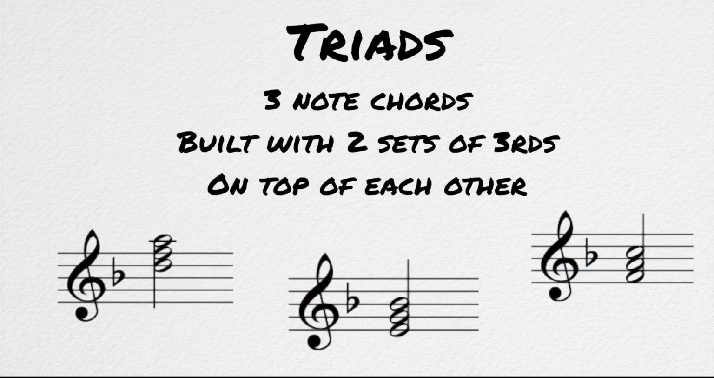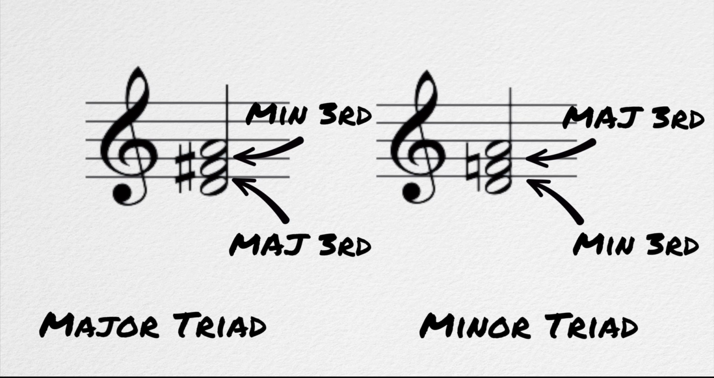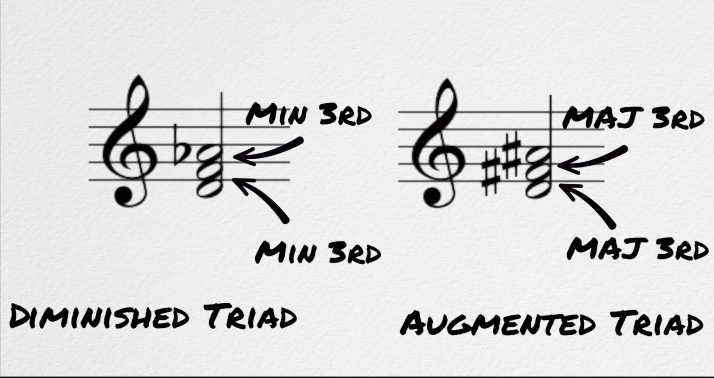To build triads, 3-note chords, take two sets of thirds and stack them on top of each other. A major third plus a minor third equals a major triad. A minor third plus a major third equals a minor triad. These are the two most common, but other combos are possible. A minor third plus another minor third equals a diminished chord. A major third plus another major third equals an augmented chord.